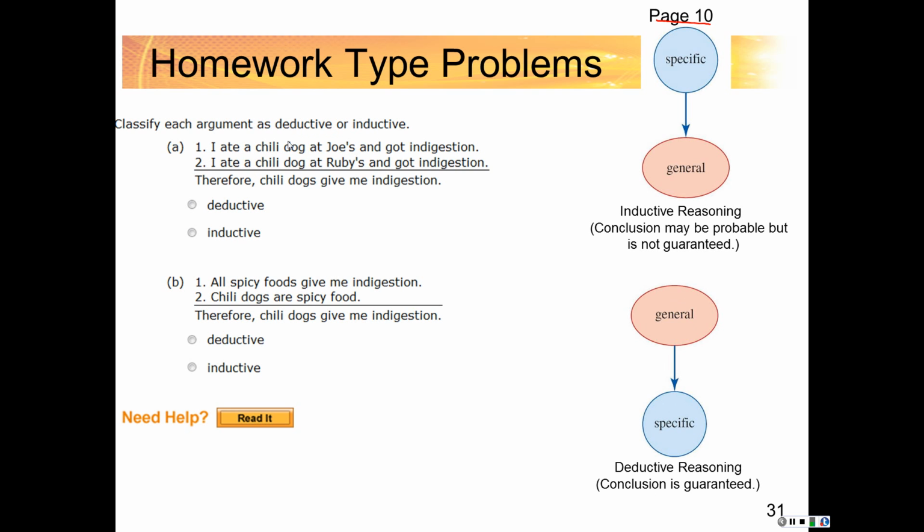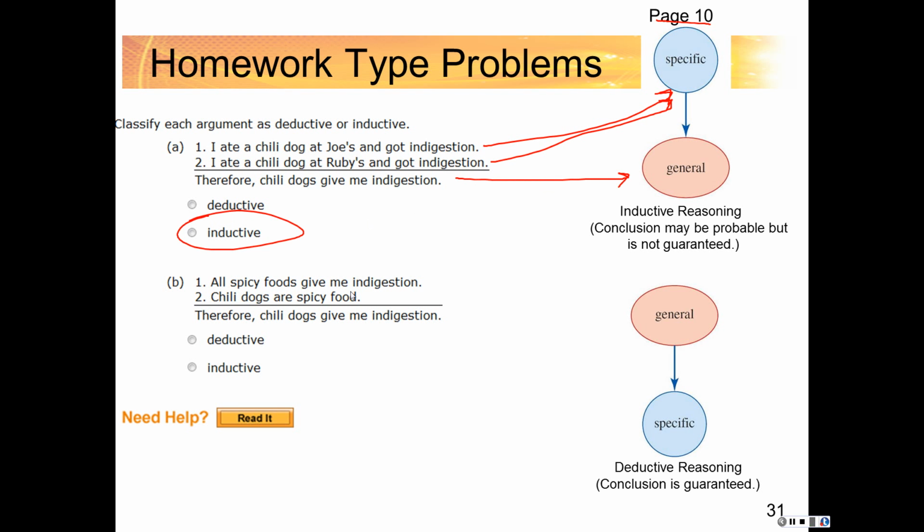I ate chili dogs at Joe's, I got indigestion. I ate chili dogs at Ruby's, I got indigestion. Therefore, chili dogs give me indigestion. Those are specific instances, and then I'm making a general statement. So this is going to be inductive reasoning.